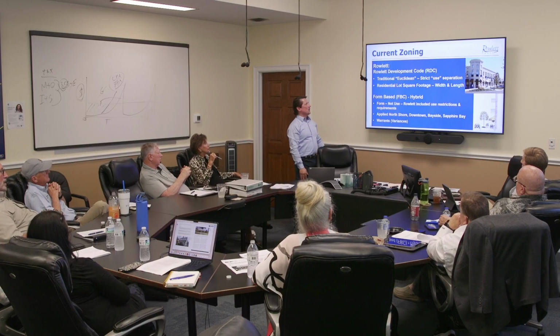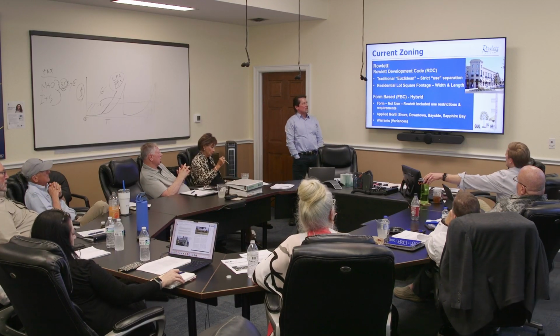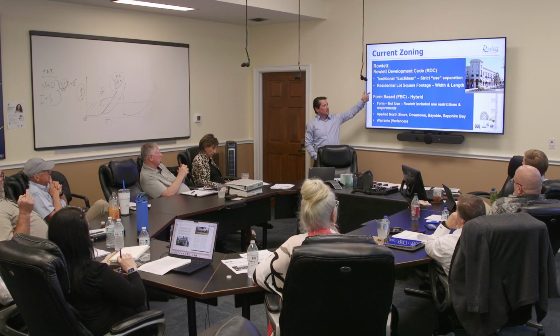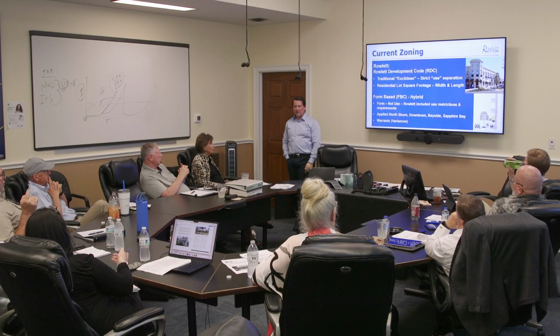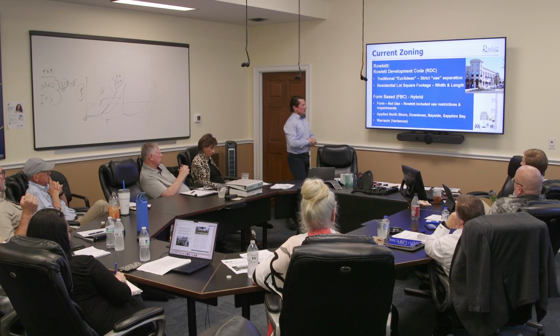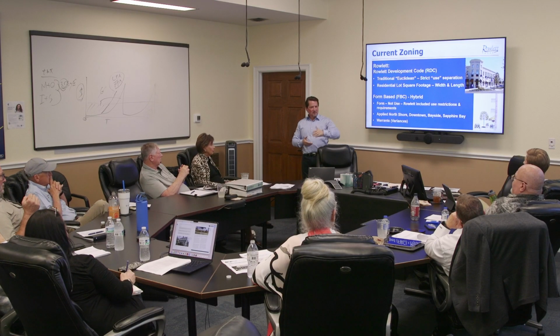So just quickly, sort of where we are now, we've got two codes. We've got the Rowlett Development Code, which is the traditional Euclidean zone. We've got square footage with pretty significant restrictions on lot size. There's a minimum width, minimum length. They're basically triangles. And they've got the form-based code, which I call a hybrid, because it's, you have a question?